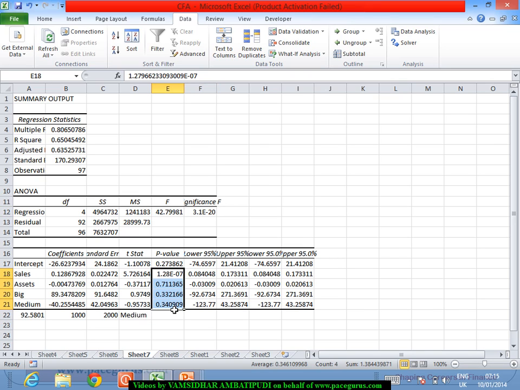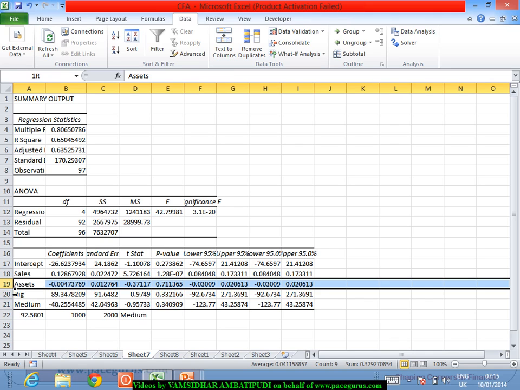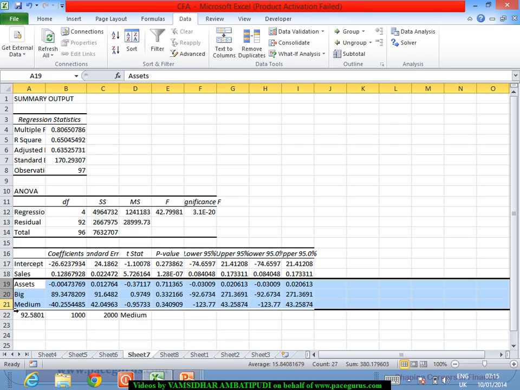Wherever the values are much greater than 0.05, one way of correcting multicollinearity is to remove those variables which are not contributing significantly to the model. Remove those variables, one or two of them, and again repeat the model. But sometimes that may not work in all the cases.